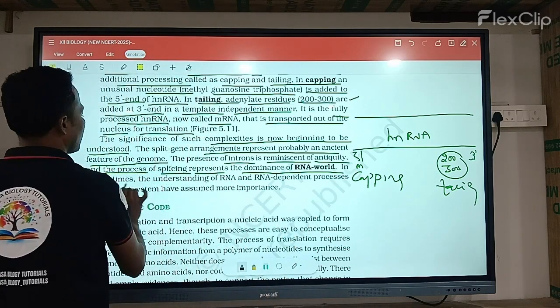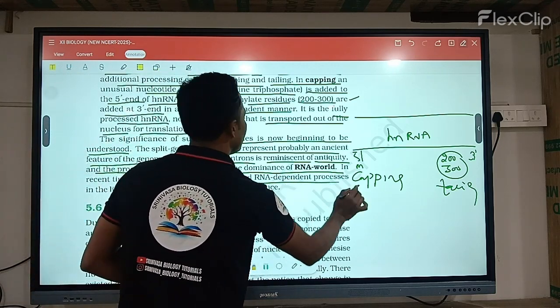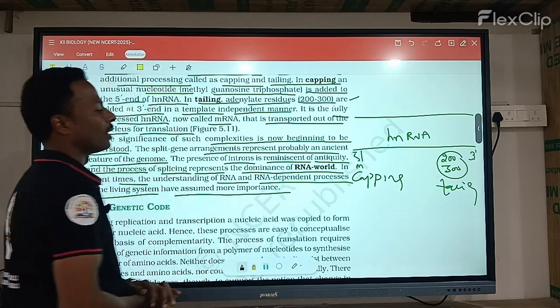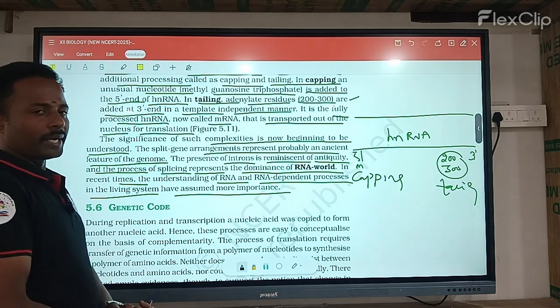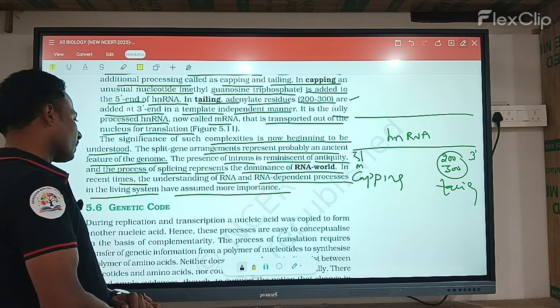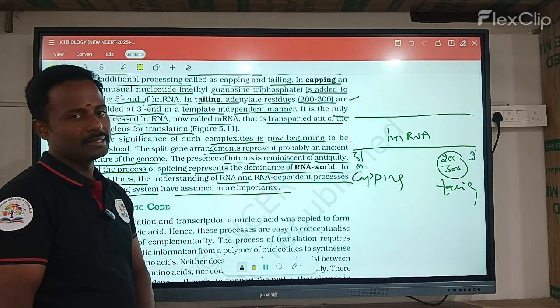In recent times, understanding RNA and RNA-dependent RNA polymerase in living systems has assumed more importance. So understanding of RNA and RNA-dependent polymerase is given more importance. Okay, these are the different types of RNA polymerase that exist in eukaryotic cells.